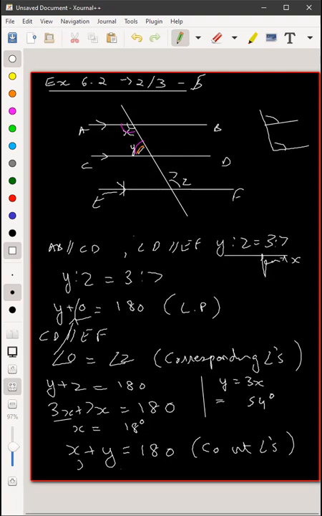So x plus 54 is equal to 180. So what will be the value of x? 180 minus 54, which is 126 degrees. Got it? Yes, sir.